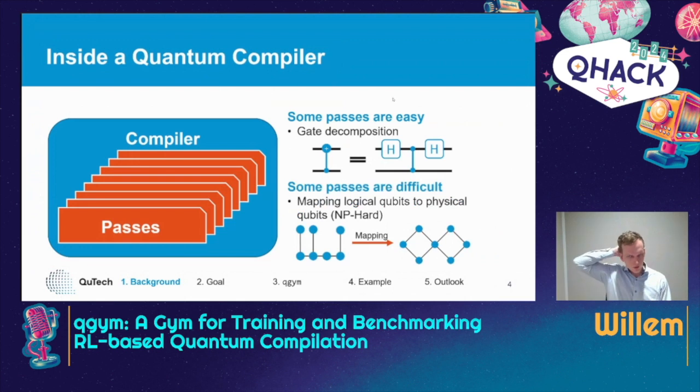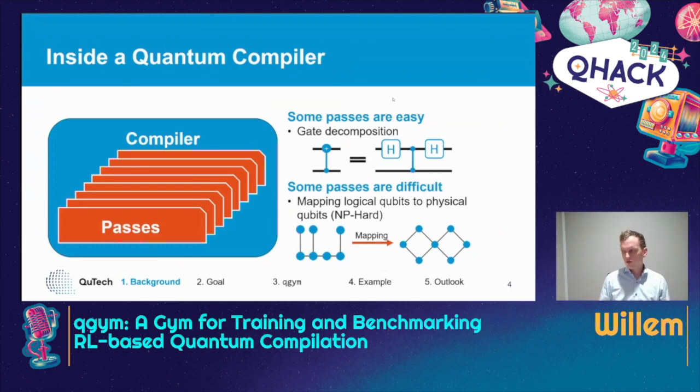However, there are also some passes that are really difficult. And one of these things is the initial mapping. So this means if you have the logical qubits in your quantum circuit and you want to map them onto quantum hardware, you need to choose which logical qubit in your circuit will correspond to what physical qubit in your quantum hardware. And the problem itself seems really easy, but to do this in an optimal way is really hard.